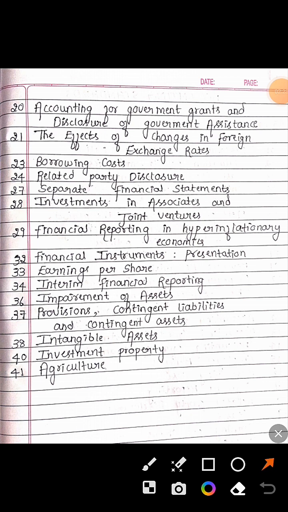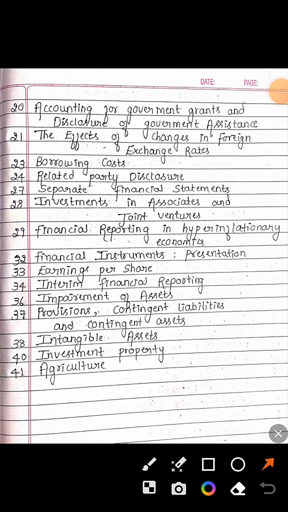Next we have Ind AS 38, which is intangible asset. Then we have Ind AS 40, which is investment property. I am going a little fast here because I want to save your precious time. And these are short titles, so easily you can remember, okay? So Ind AS 40 is investment property.